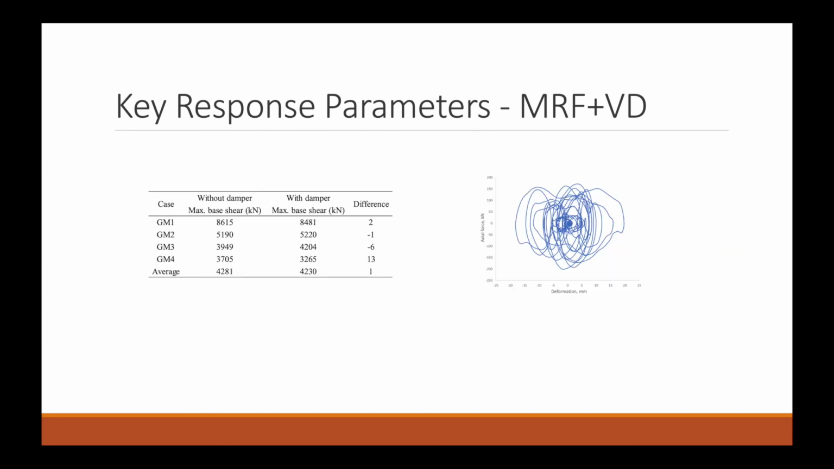In this slide, the left table shows a comparison of the base shear for the structure with and without damper under different ground motions. It also shows their difference. The right figure shows a hysteretic response of the damper at the first floor under ground motion 4.